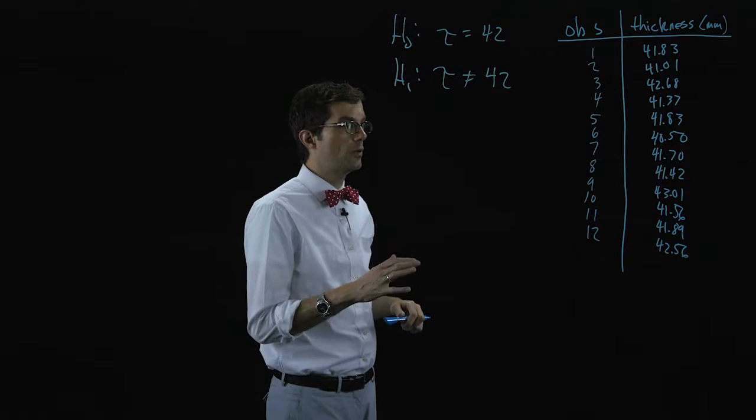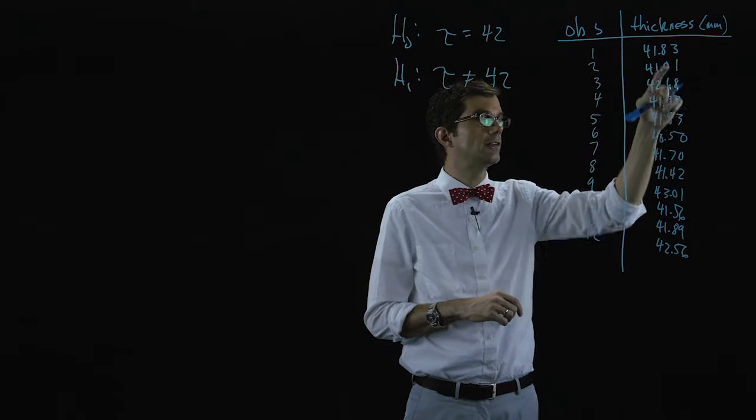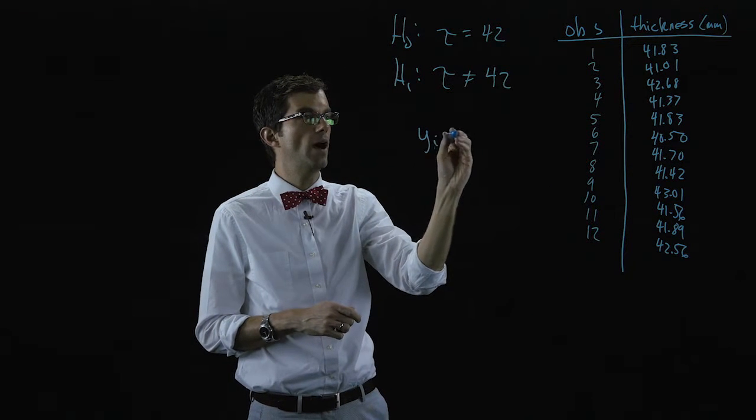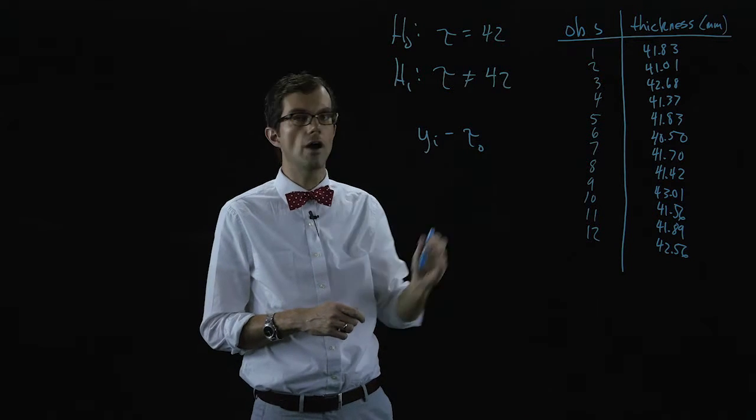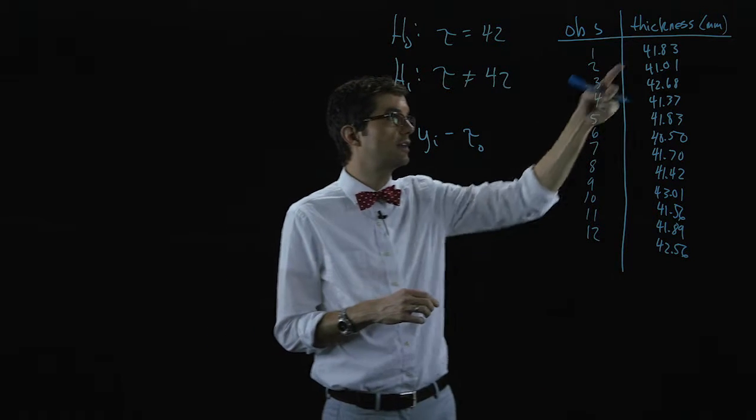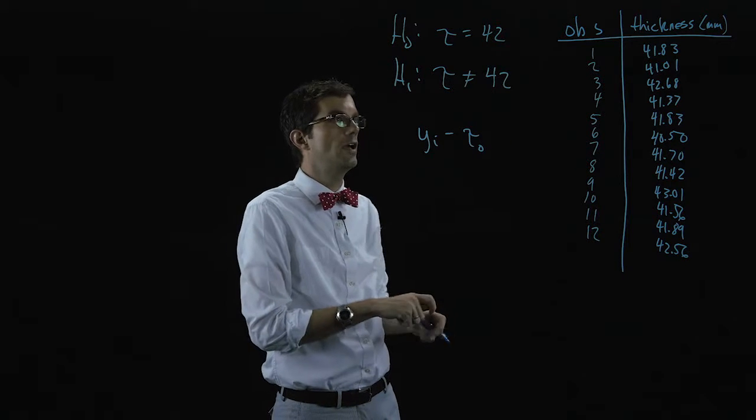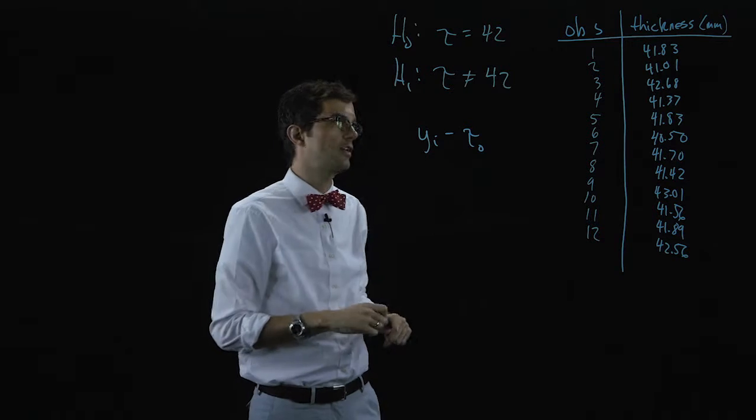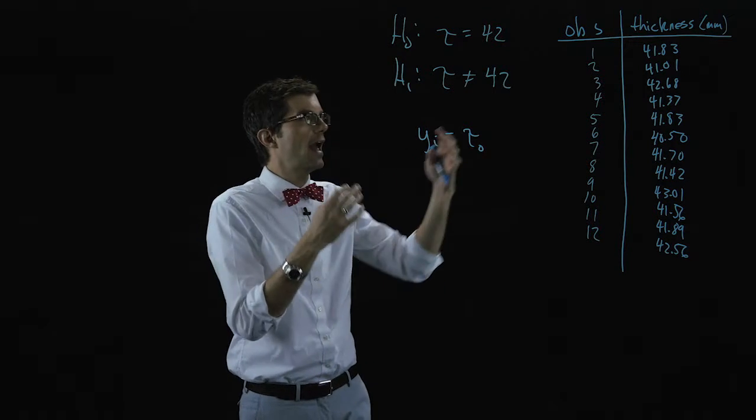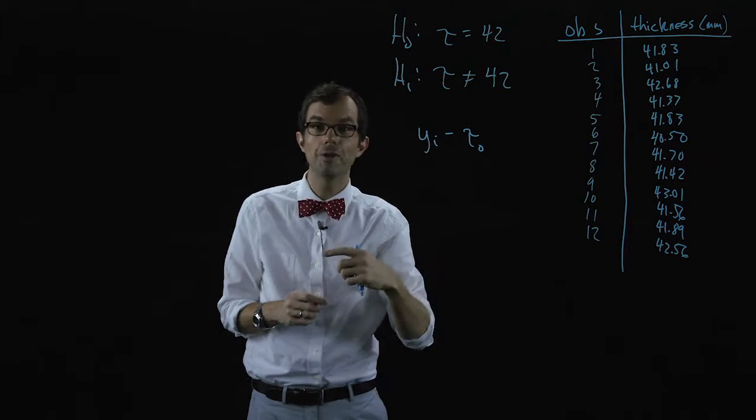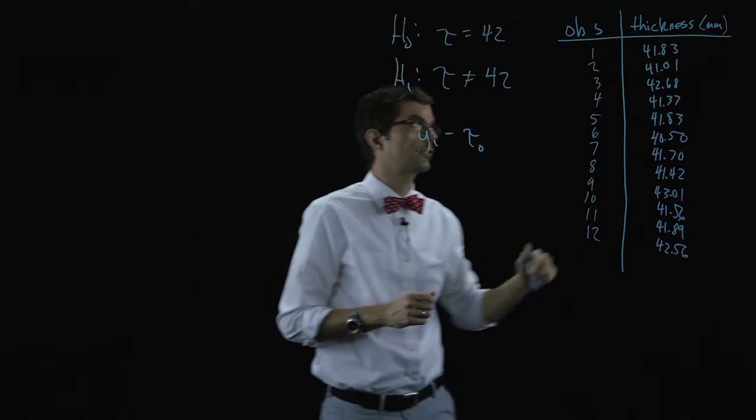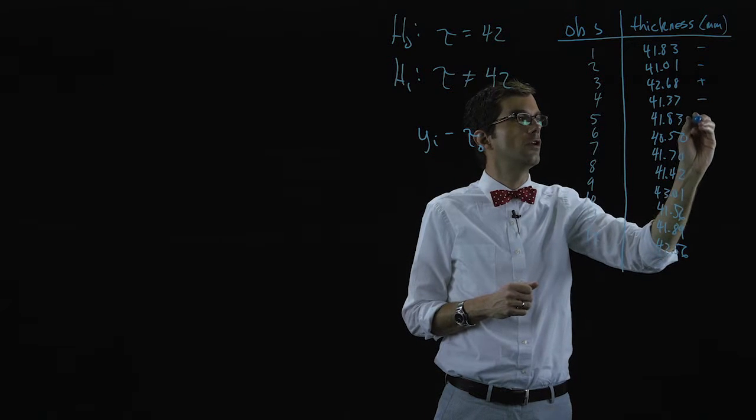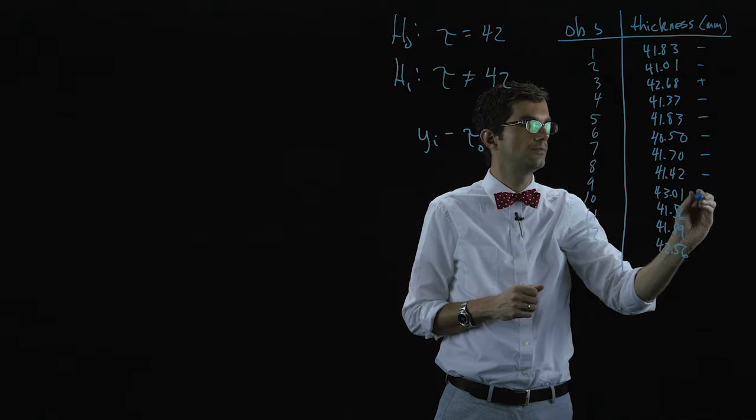Okay, so now we want to go and look at each one of these and calculate their differences. y sub i minus tau naught. How different is each one of these observations from 42? And we want to count up the negative values and the positive values of this calculation. In other words, we want to look at how many of these observations lie below 42 and how many lie above. So here that lies below, below, above, below, below, and so on.